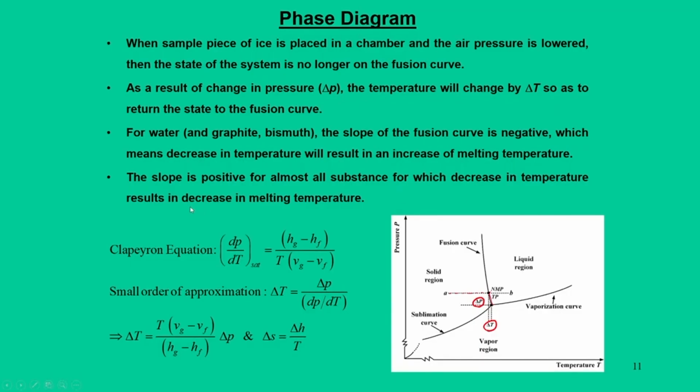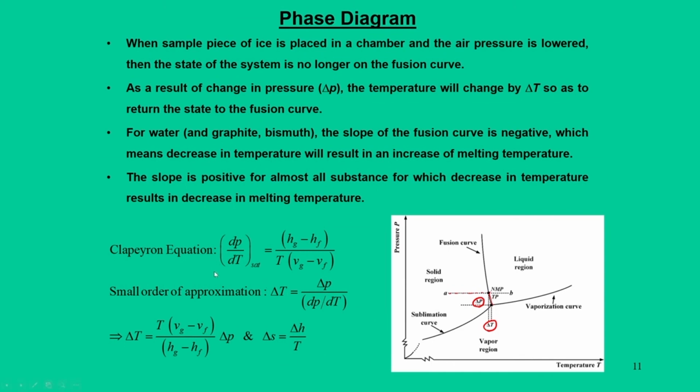This is specifically for water or substances like graphite and bismuth, which expand during freezing. But for all other substances the slope is positive, that means for which the decrease in temperature results in the decrease in the melting temperature. So, although we know this fact from our earlier thermodynamics course, here we try to link up how this property relation helps to justify our stance, or whatever we have observed that is true.